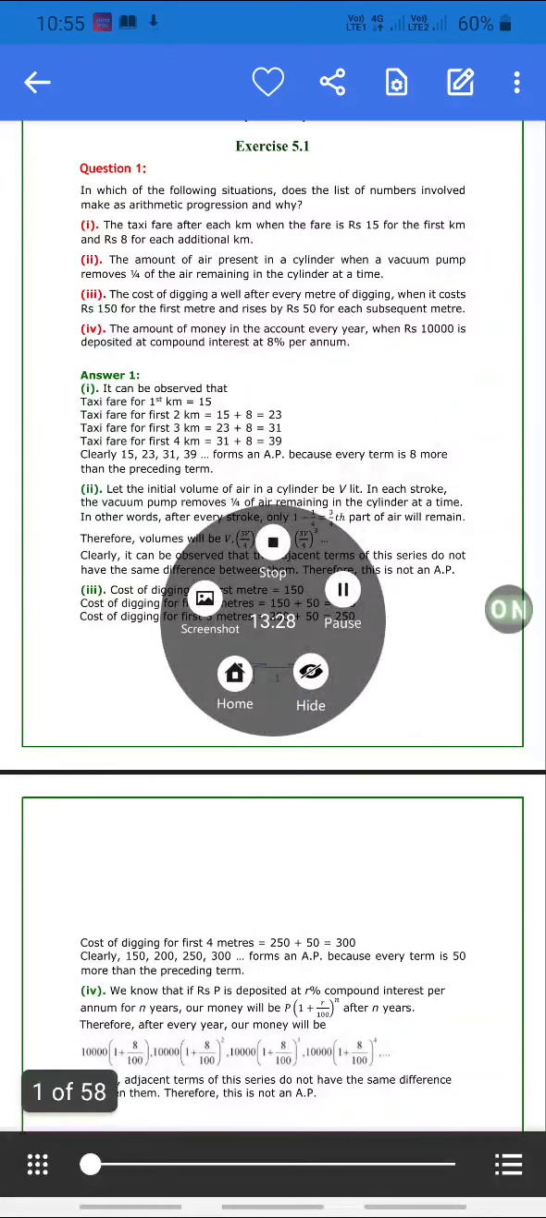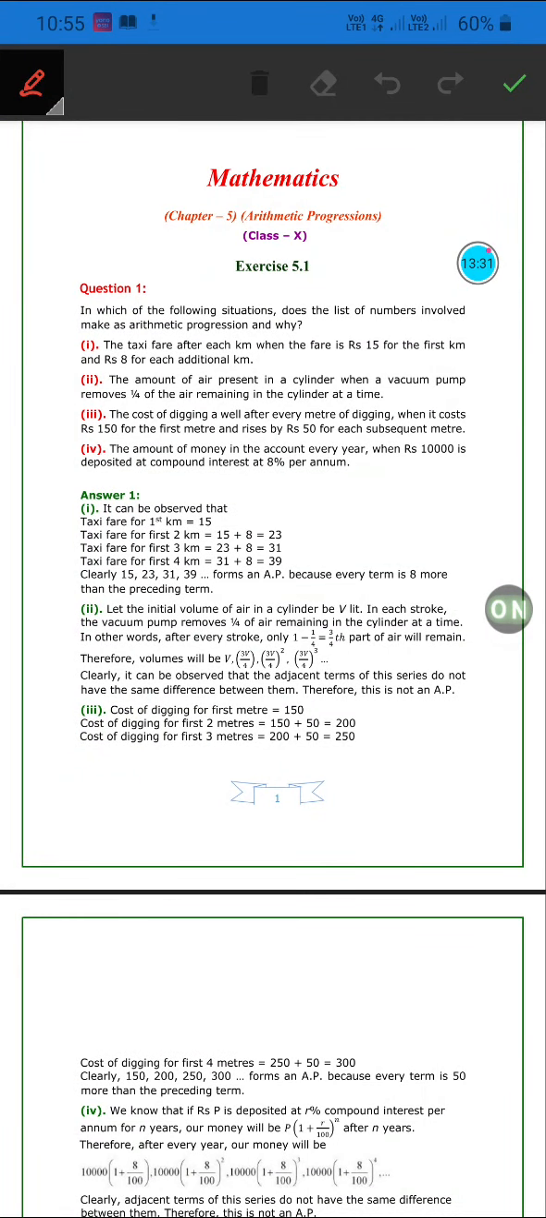What is 15 plus 8? 23. Next, for the third kilometer, 23 plus 8 is 31. For the fourth kilometer, 31 plus 8 is 39. So observe the difference. The difference between any two consecutive numbers is 8. So the first question is in AP.